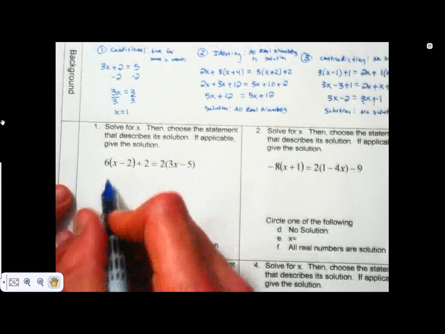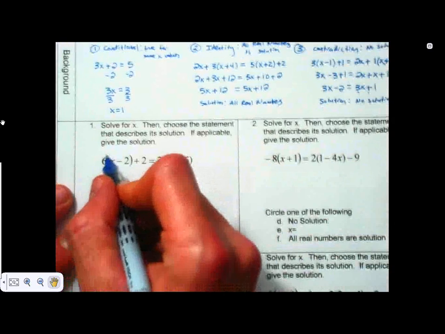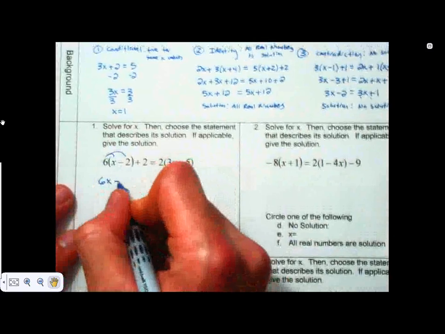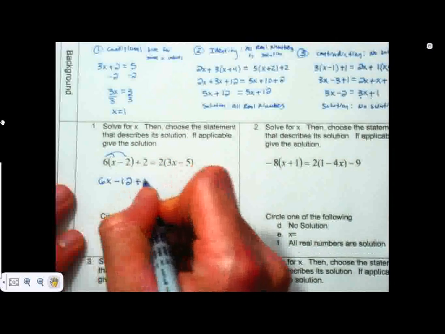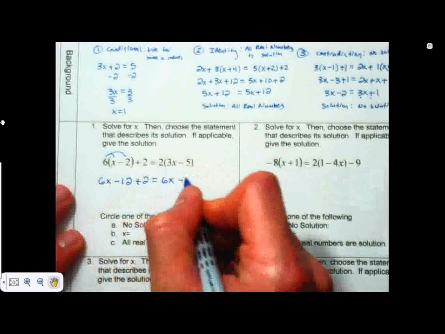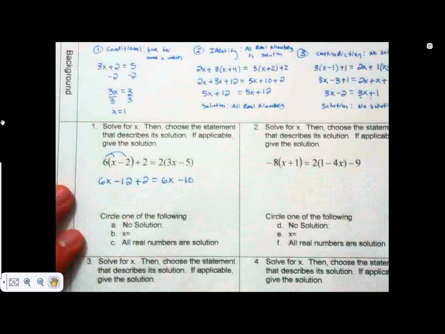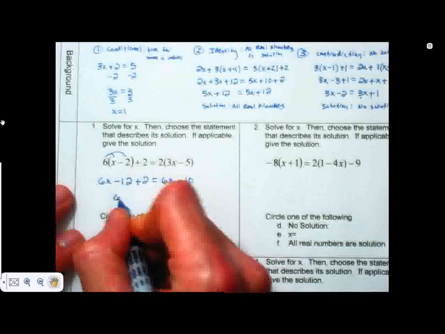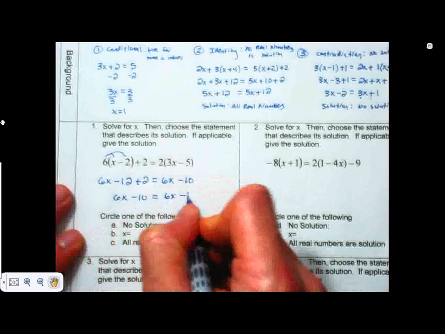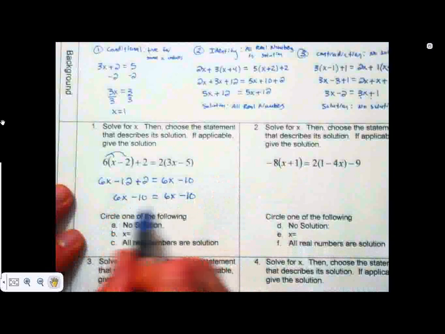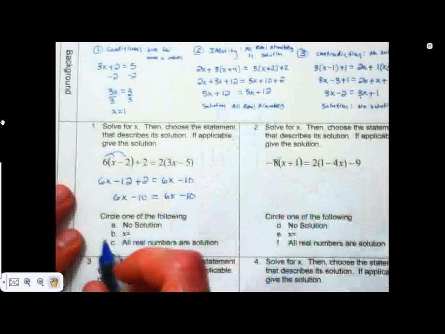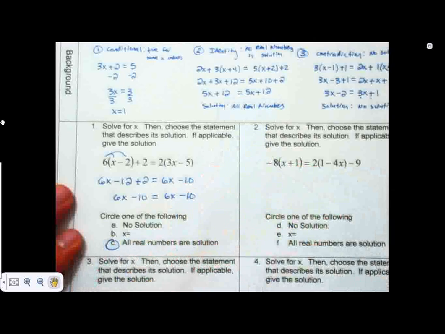Okay, so let's take a look at this one. So if you use the distributive property, 6 times x is 6x minus 12 plus 2. On the other side, 2 times 3x is 6x minus 10. So if we simplify each side, you should have 6x minus 10 equals 6x minus 10. Those are exactly the same thing on each side. So what that means is we have an identity. All real numbers are going to be the solution.